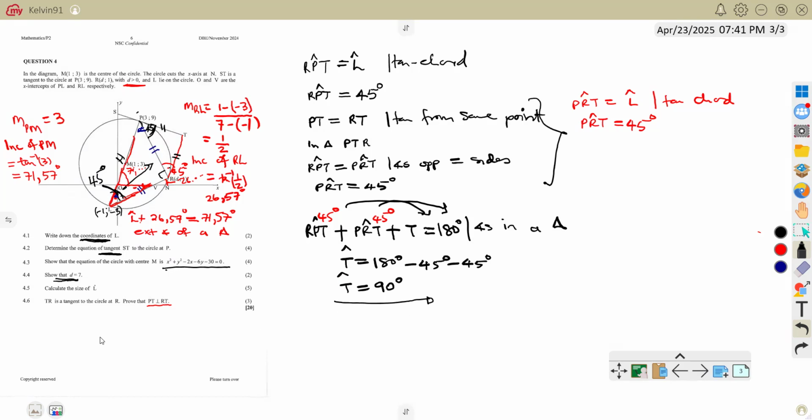So the question was saying what? Prove that PT is perpendicular to RT. If there is 90 degrees, it therefore means the lines are perpendicular. Therefore, answer the question: PT is perpendicular to RT. It has been proven.